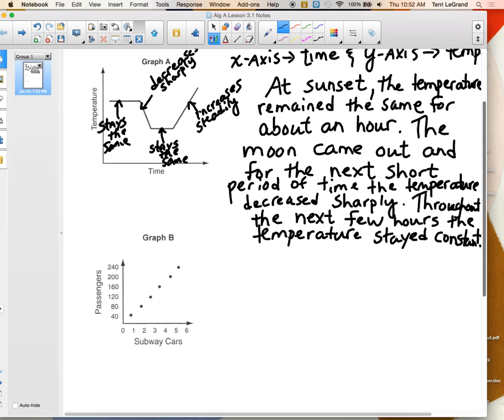After that, what happened? Let's kind of wrap this up because we've already taken up a lot of room, right? After that, the temperature increased steadily, right? Okay. After that, the temperature increased steadily.